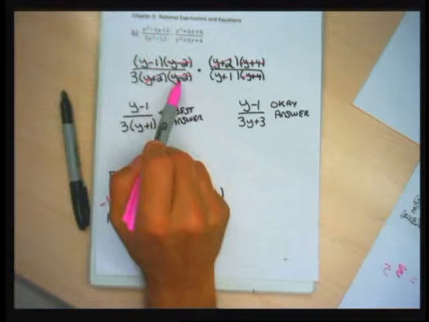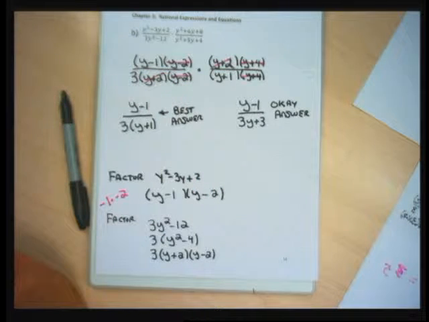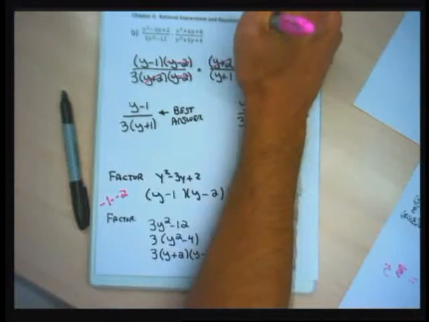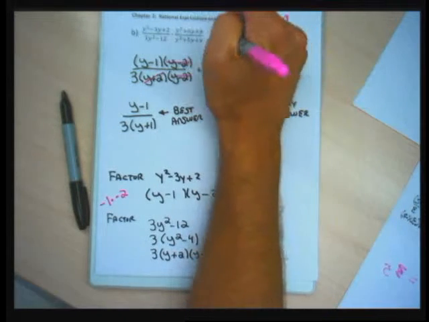I can't plug 2 in for y in my checking because I'd get a 0 there, which is not good. But 3 doesn't look to be a bad number, so I'm going to check by plugging a bunch of 3's in. Nice that I picked a positive number because I don't need the parentheses. So I'm going to check by taking y equal to 3 and plug it into my original problem.